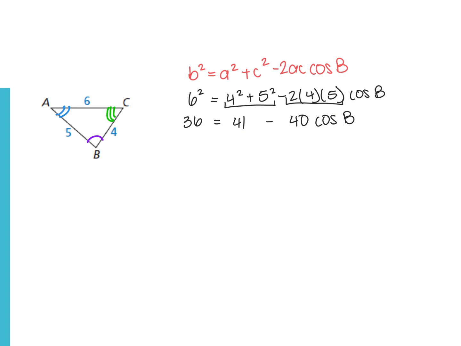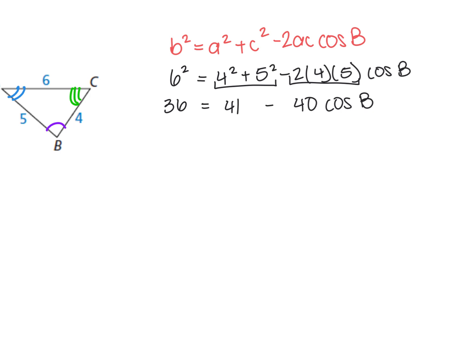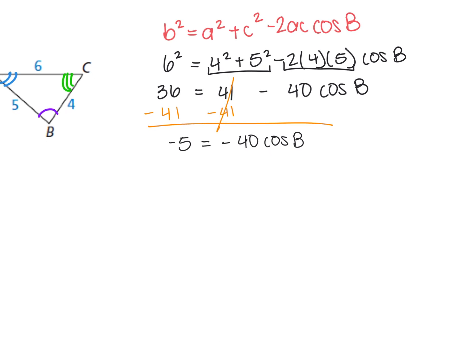So pay attention to how I'm solving this. This is going back to your algebra skills. I'm going to first subtract 41 from both sides. I'm then going to get negative 5 equals negative 40 times cosine B. How can I get cosine B by itself? Divide. So the next step is I'm going to divide by negative 40. If you divide it correctly, I'm going to get 0.125 equals cosine B.